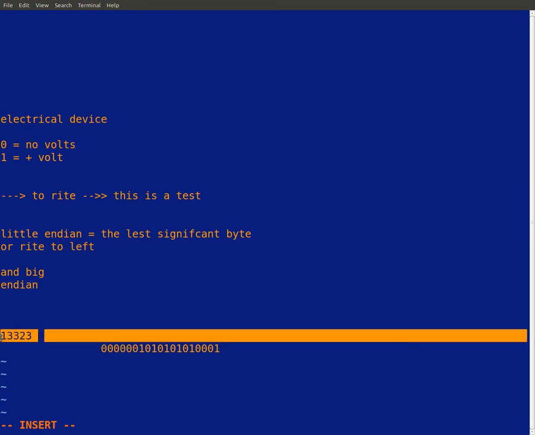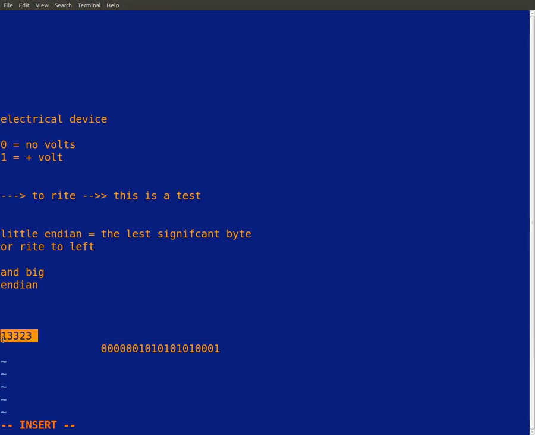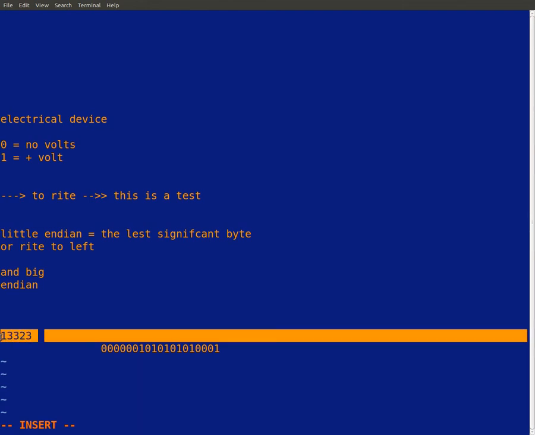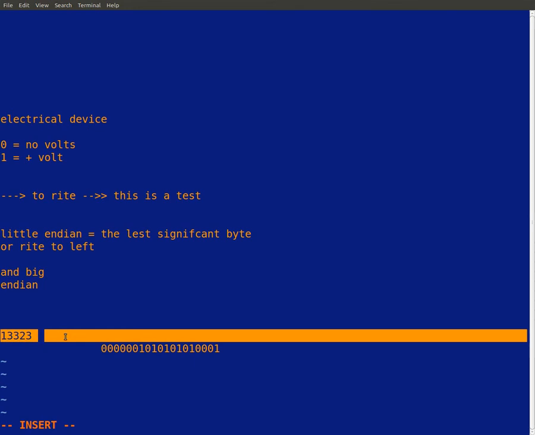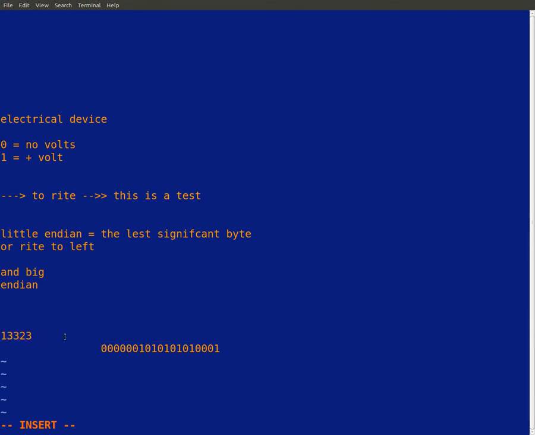Now if we used little endian and we read it backwards, 32,331 is a bigger number. It's a different number, okay? It's a different way to string and array the characters.